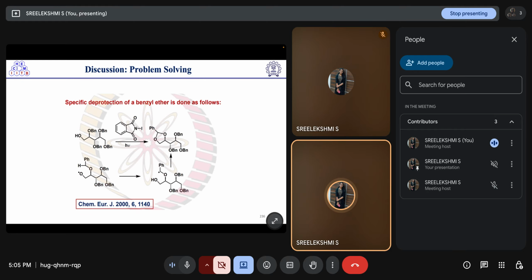Then another example is the specific deprotection of benzyl ether, which is done like this. So this one, upon photochemical condition, firstly will form this radical that will abstract this hydrogen radical from this benzyl group, and it will form this radical over here. Then this bond will cleave again, and this oxygen radical will combine with this oxygen radical, and that will give this compound. So when we deprotect this, we can selectively deprotect this benzyl group only without affecting any of the other benzyl groups. Even the primary will remain intact. So this is another application of the Barton reaction.